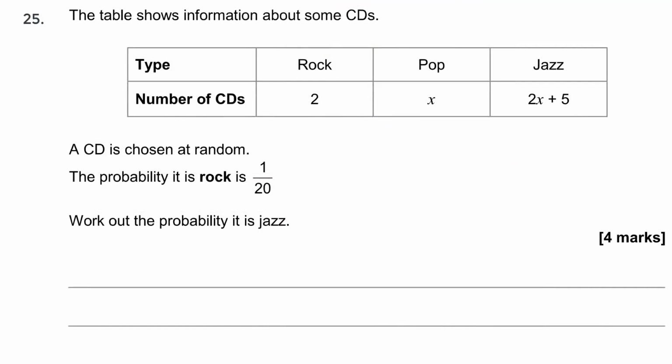The table shows some information about some CDs. A CD is chosen at random. The probability that it's rock is 1 out of 20. Work out the probability that it is jazz. Okay, so we've got this table. We've already got some information on it. So the number of CDs for rock is 2, and the probability of selecting it is 1 out of 20.